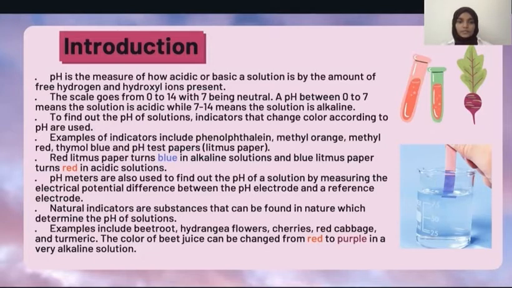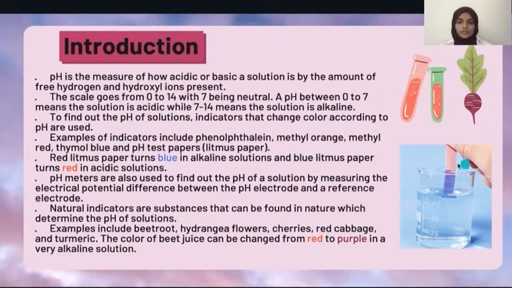To find out the pH of solutions, indicators that change color according to pH are used. Examples of indicators include phenolphthalein, methyl orange, methyl red, thymol blue, and pH test papers, which is litmus papers. Red litmus paper turns blue in alkaline solutions, and blue litmus paper turns red in acidic solutions.